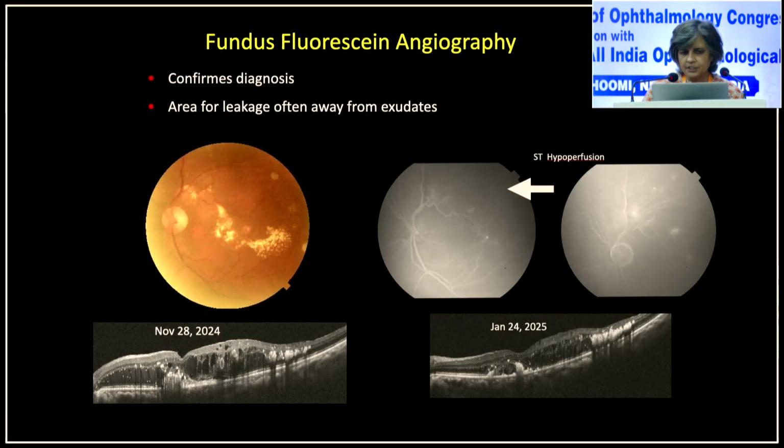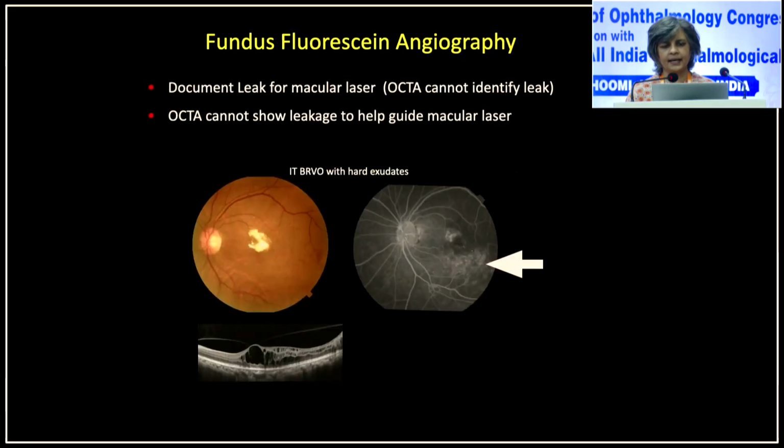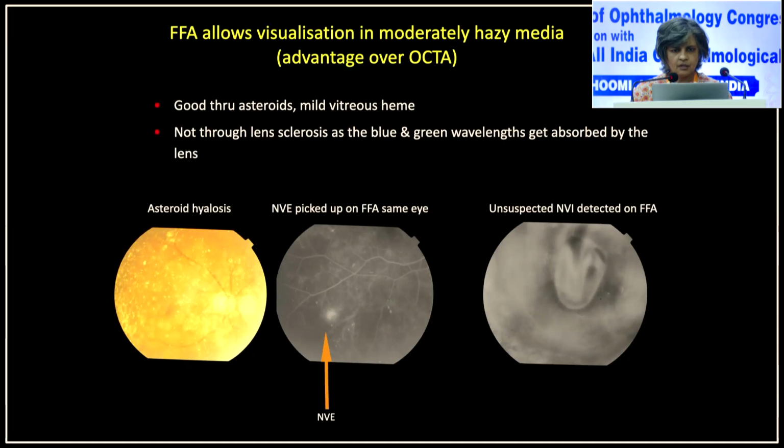Fluorescein angiography continues to have a role because it tells us the diagnosis. Here we might think it is diabetic maculopathy, but this FFA shows that it is BRVO, and it shows us the area of leakage where we need to treat. As in this patient, fluorescein is showing us the area of leakage, the arrow, where we need to do the laser, which cannot be shown by the OCT angiography. Fluorescein also picks up new vessels in hazy media, which OCT angio cannot.